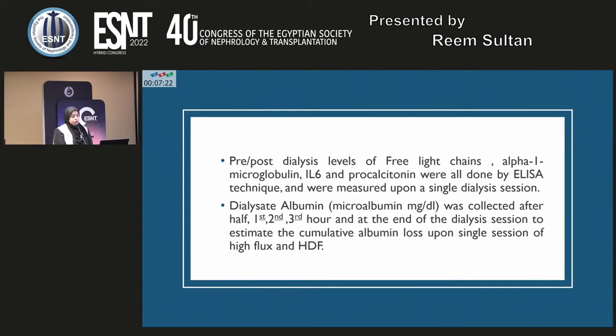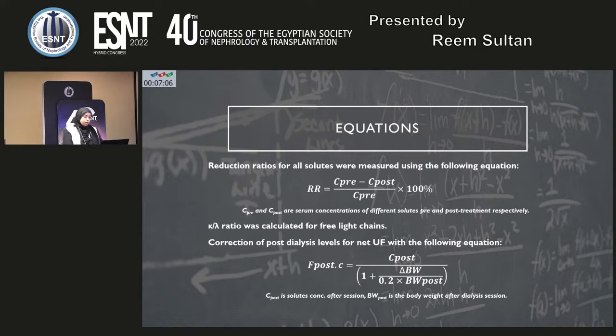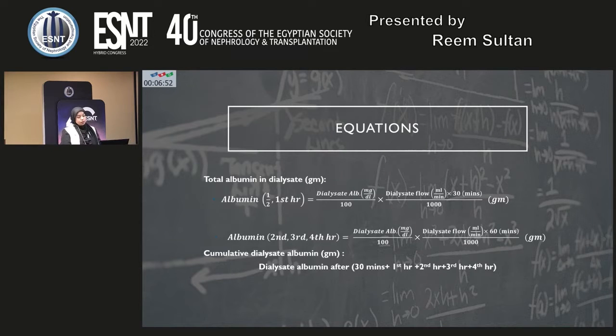Pre- and post-dialysis levels of medium-sized molecules were all measured upon a single dialysis session by ELISA. Dialysate albumin was measured by microalbumin and collected at the half, first, second, and third hour and at the end of the dialysis session to estimate the cumulative albumin loss. Reduction ratios for all solutes were measured. Kappa and lambda ratio were calculated for free light chains. Correction of post-dialysis levels for net ultrafiltration of the middle-sized molecules was calculated. Total albumin in dialysate was calculated in grams. Cumulative albumin dialysate loss was the sum of all total albumin calculated in dialysates.